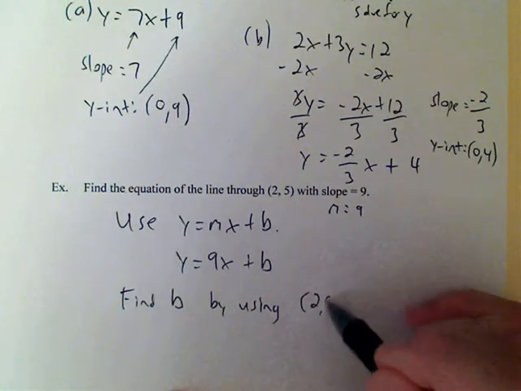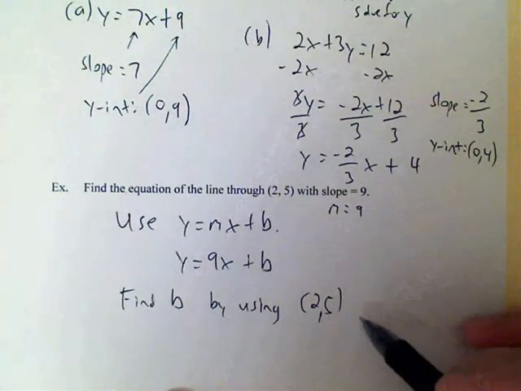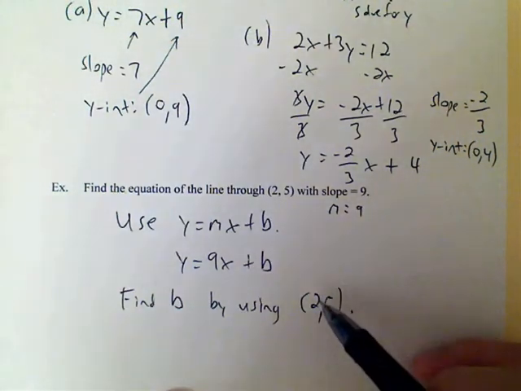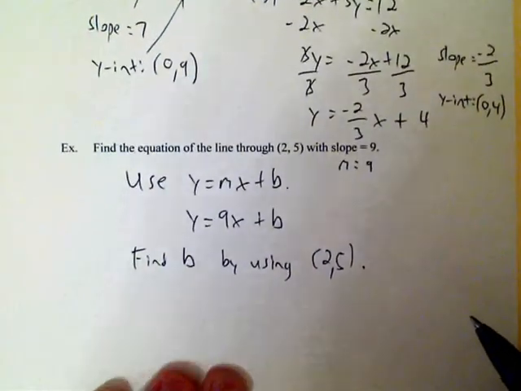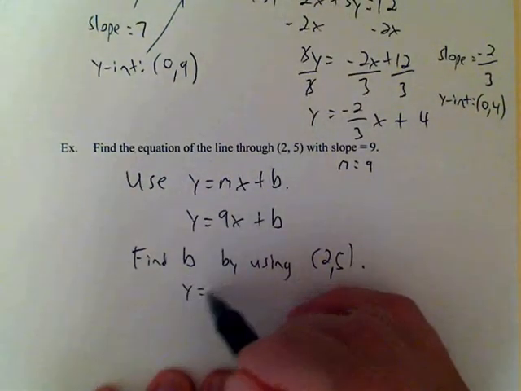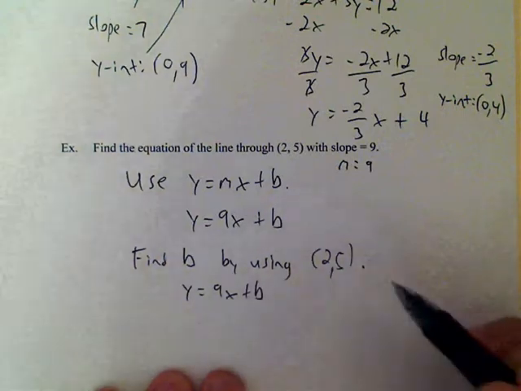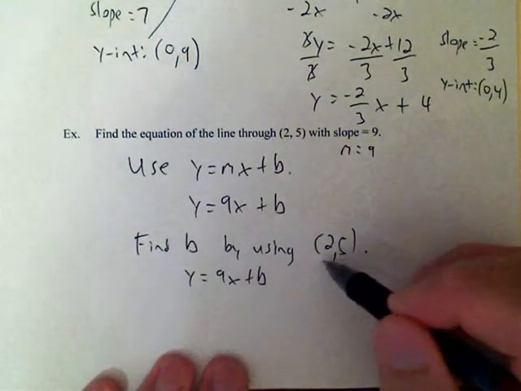Now that point, like I said, is not a y-intercept. The reason why we know it's not, x is 2. It has to be 0 to be a y-intercept. So it involves a little bit more work. So we're going to take y equals 9x plus b and we're going to substitute. x is 2 and 5 is y.